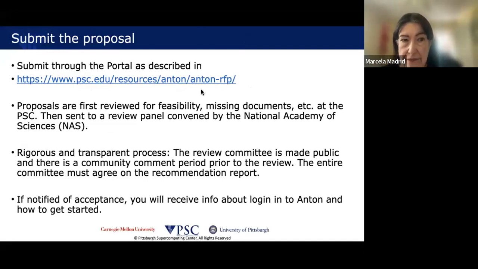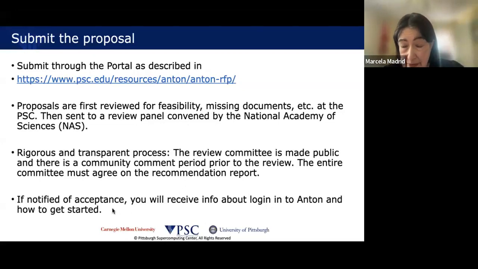Once we receive the proposal, it is first reviewed internally at PSC for feasibility, and whether there are missing documents. We would contact you to try to have everything in order to submit to the review panel, which is convened by the National Academy of Sciences. The process is rigorous and transparent, and the review committee is made public. There is a community comment period prior to the review. The entire committee must agree on the recommendation report, which is then made public.